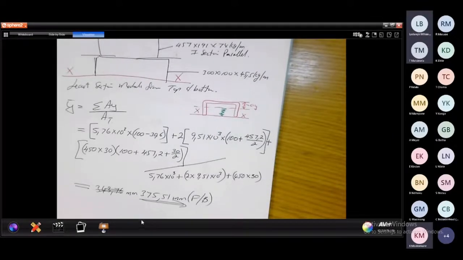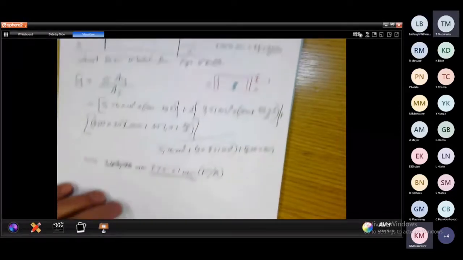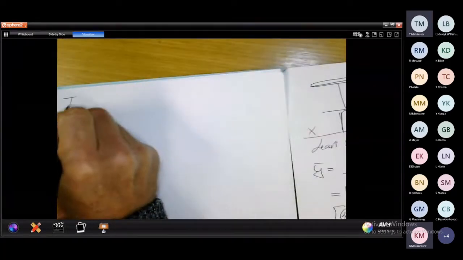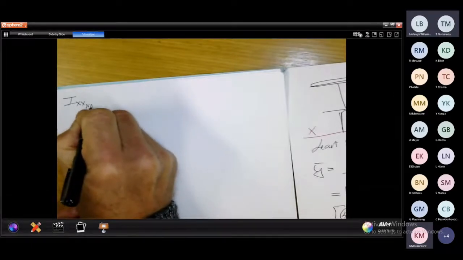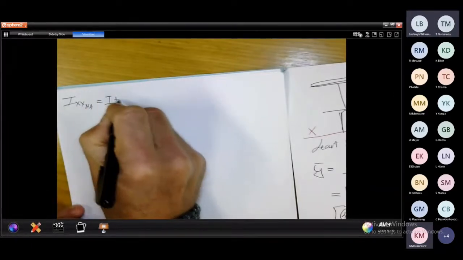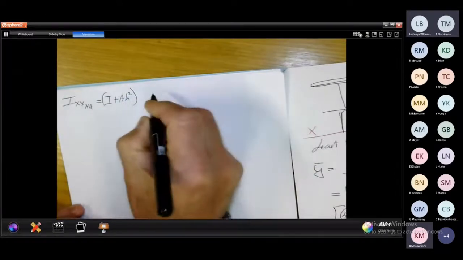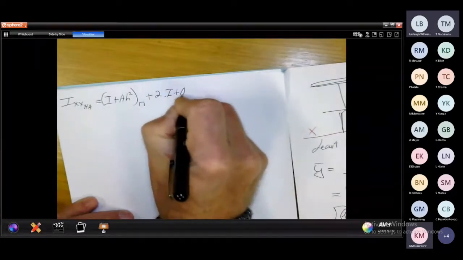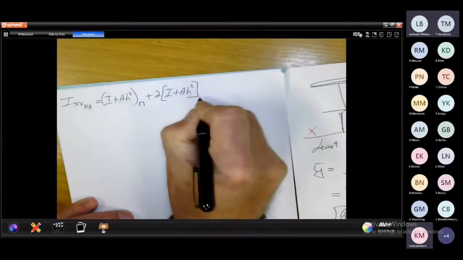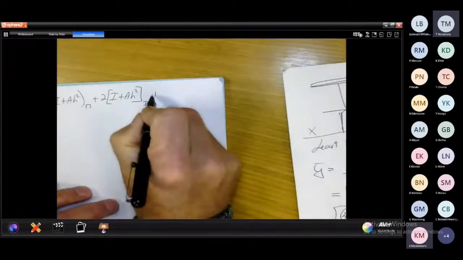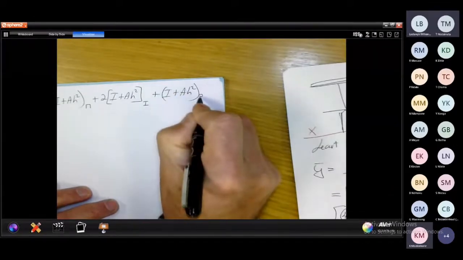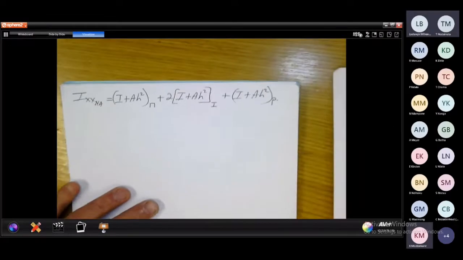Right. Now, let me continue. Now you must calculate I. IXX through the neutral. It's I plus AH square, that is for my channel, plus 2 times I plus AH square, that is for my I section, plus I plus AH square, and that is for my plate. Right, that is what we need now.